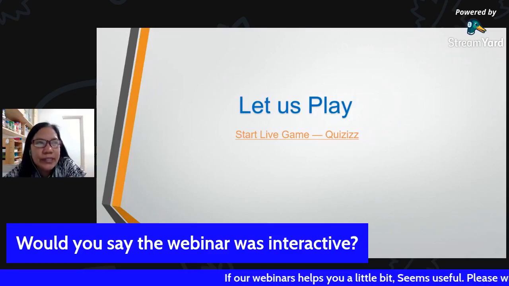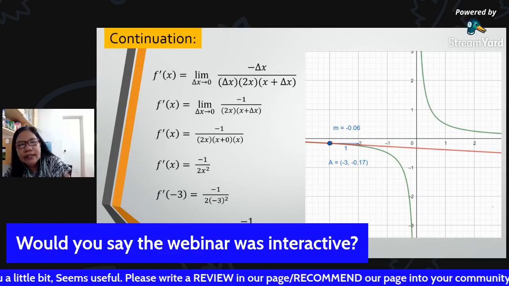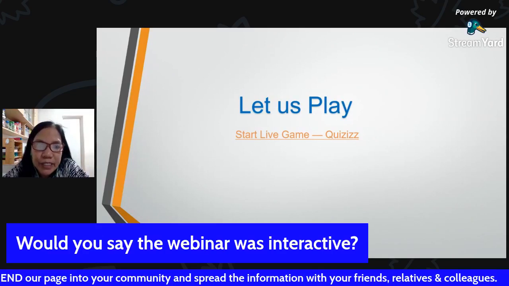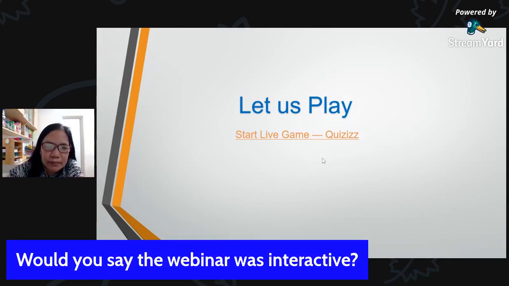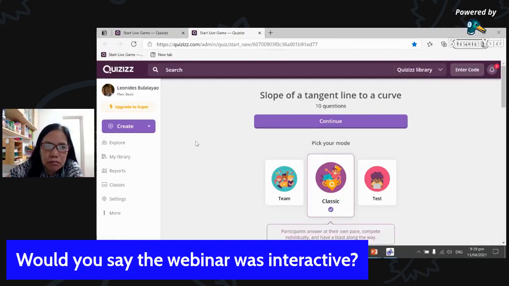Okay, so if you have no question, again, we have the slope of the tangent line. If you have no question, we have a short evaluation or assessment by a simple game. I hope that this game will work. So to all the participants, please participate in this assessment. This is a simple assessment only. No need to solve for a problem which has a long solution.